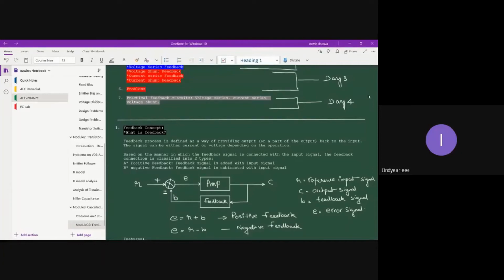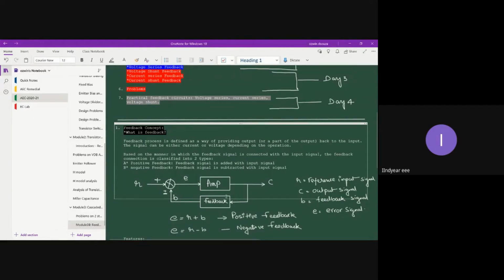Okay, so feedback in layman's terms is a process in which output is fed back to the input. When you are feeding the output back to the input, you may feed 100% of the output or a part of the output. That depends on the requirement.